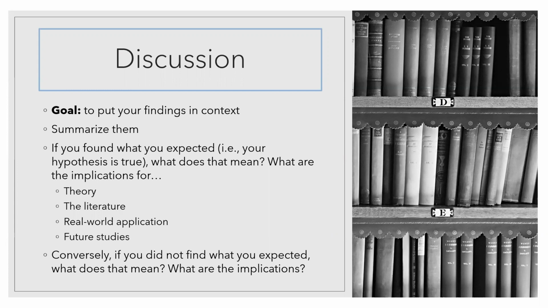Then, if you found what you expected, so your hypothesis was true, then what does that mean? What are the implications for theory, the literature, real-world application, and future studies? Conversely, if you did not find what you expected, so your hypothesis was proven incorrect, what does that mean for all of the above areas? What are the implications of that finding for theory, literature, real-world, future studies, etc.?